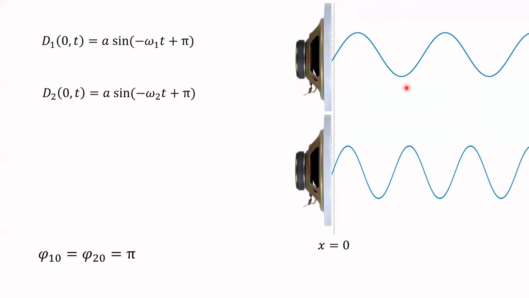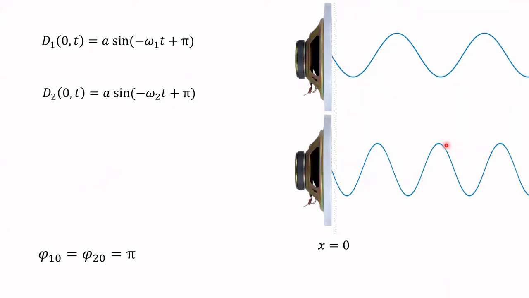Ooh, and that means I have to fix this picture. Hang on a second. Okay, that's better. Now you can see that it's like I've shifted each of these sine waves by pi radians.